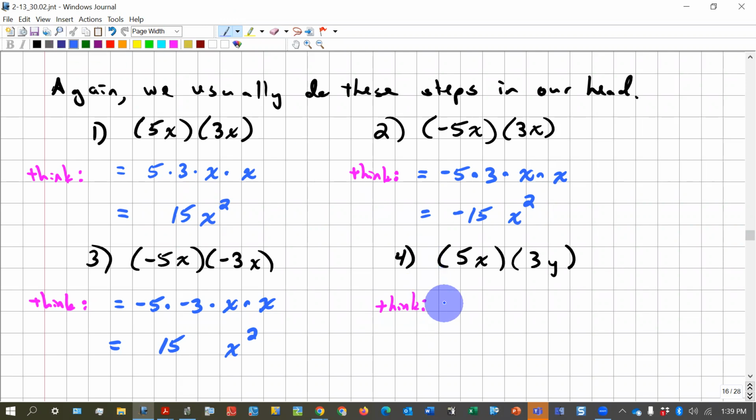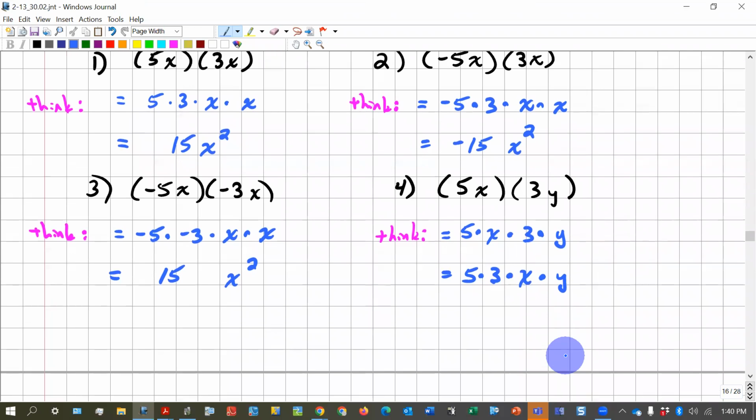For problem 4, we've got 5 times x times 3 times y, which is a different variable than x. We'll put our constant factors first. We'll put our variables in alphabetical order. We can multiply the 5 and the 3 is 15. So we have 15 times x times y, which we can write without the multiplication sign. We can write it with an implied multiplication.